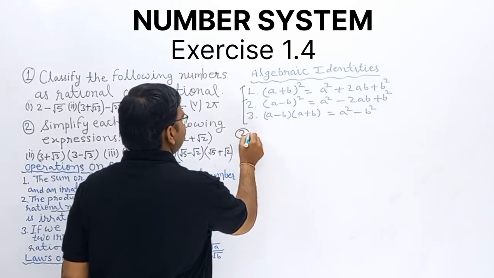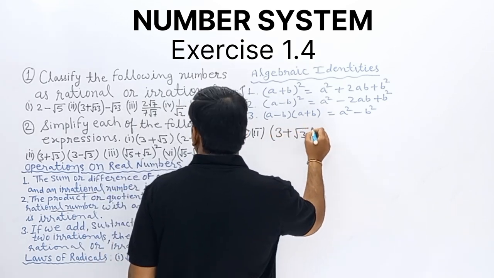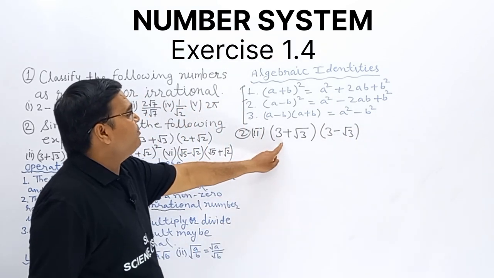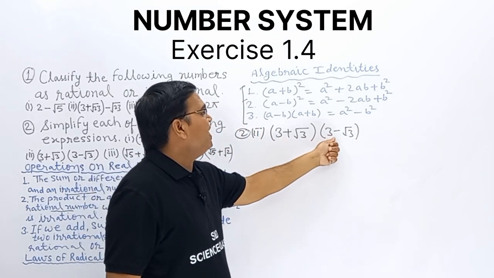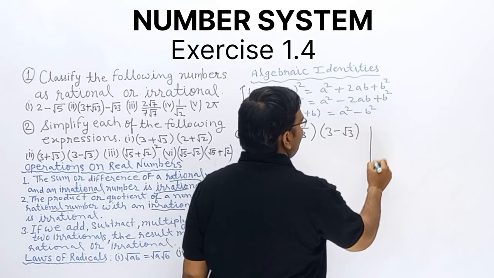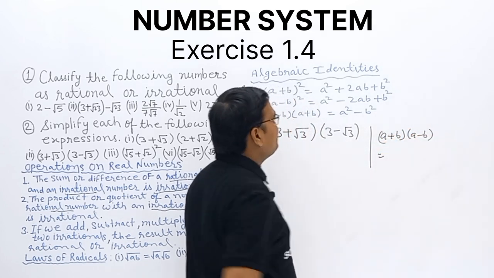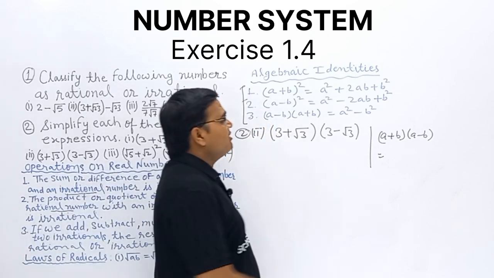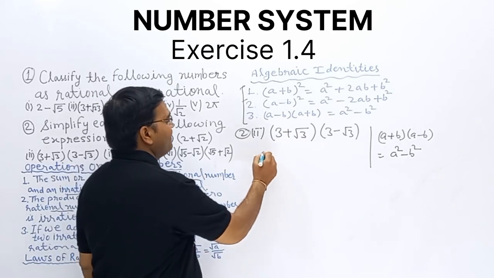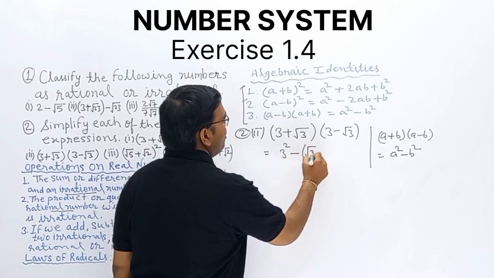Question number 2, second one. What is the question? (3 plus root 3) into (3 minus root 3). This is similar to (a plus b) into (a minus b), algebraic identity number 3. Yes or no? And this can be written as a square minus b square. So we apply the same here. A is 3, so 3 square minus root 3 whole square, where b is root 3.